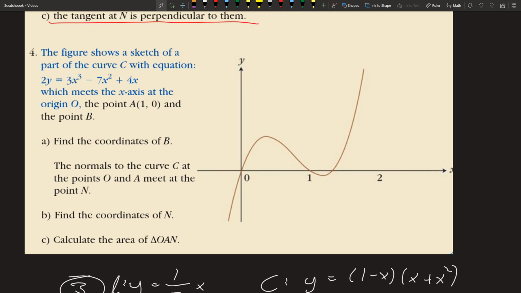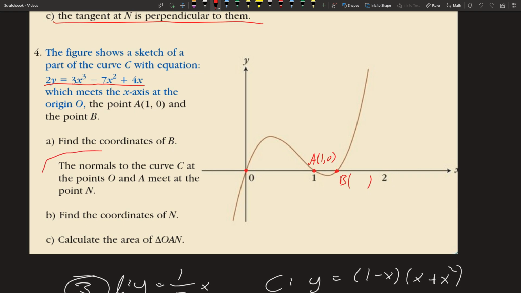Anyways, the figure shows a sketch of a part of a curve C with this equation, alright? So I'm going to underline it over here, this equation, which meets the x-axis at the origin and at two other points. So at this point, which is the origin, at this point, and at this point, right? It meets the x-axis. This is point A, which is (1, 0), and then this is point B, right? Part A of the question is find the coordinates of B. So we need to find the coordinates of B. And then this statement over here is for parts B and C, so let's ignore this.